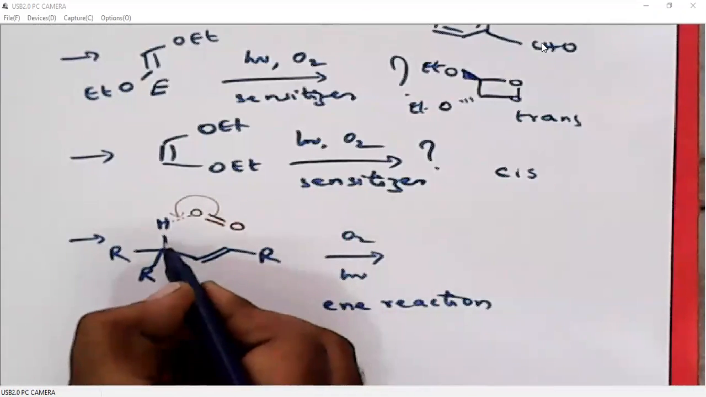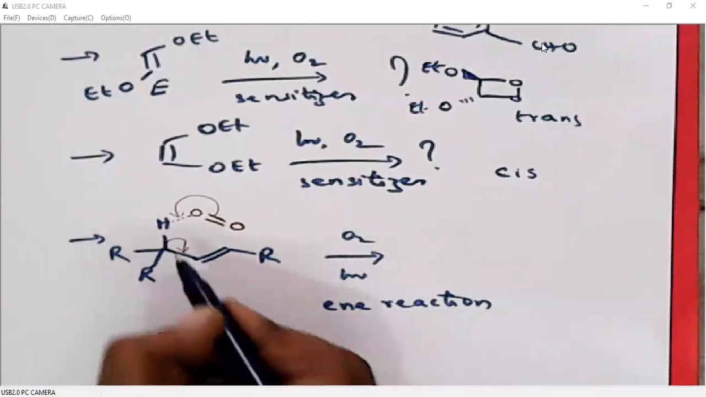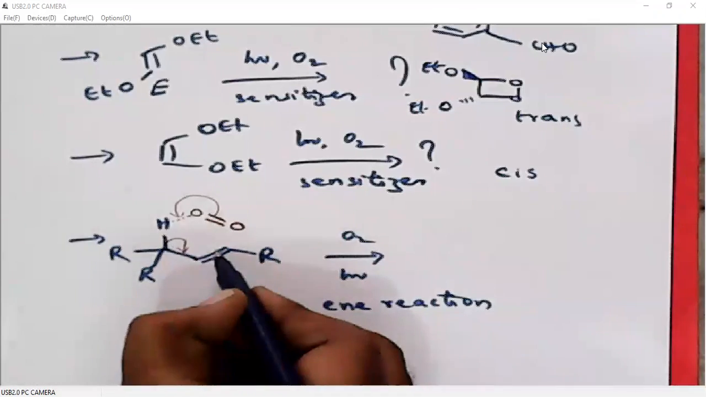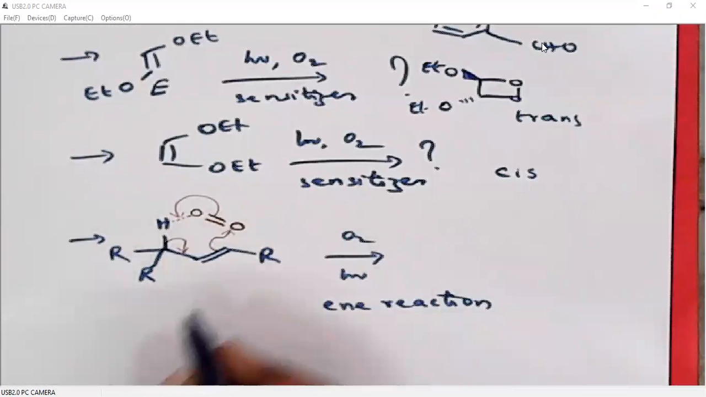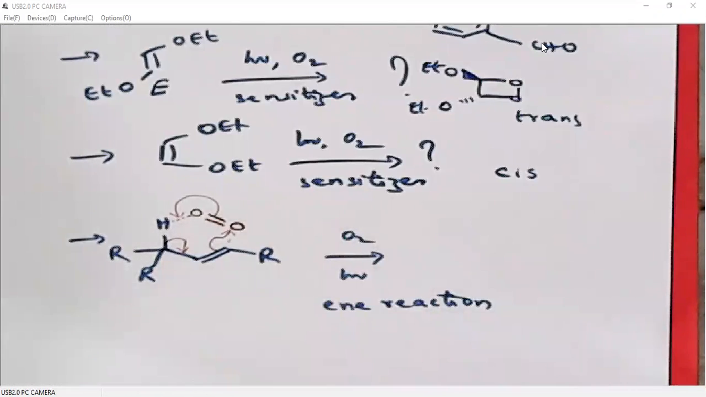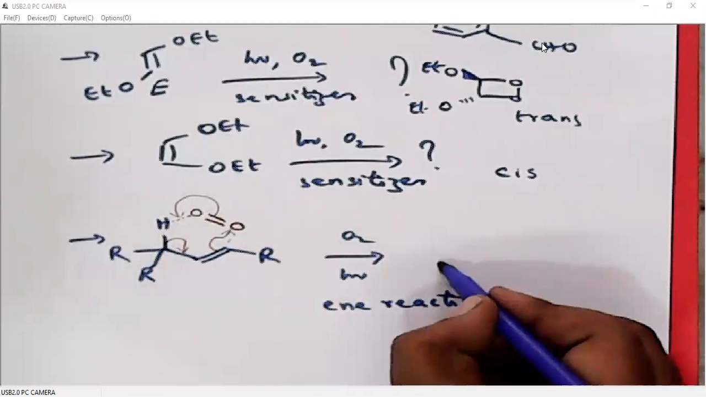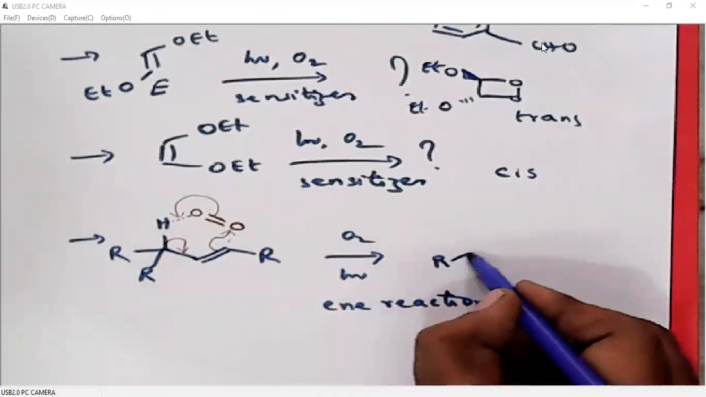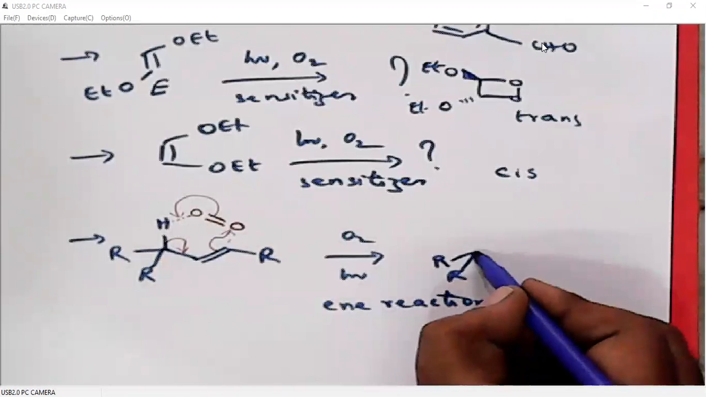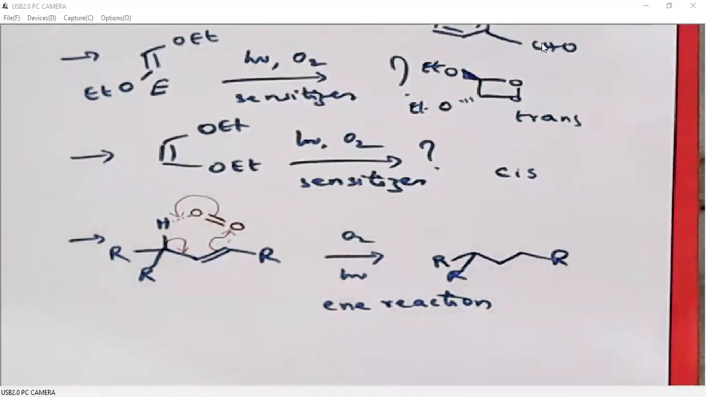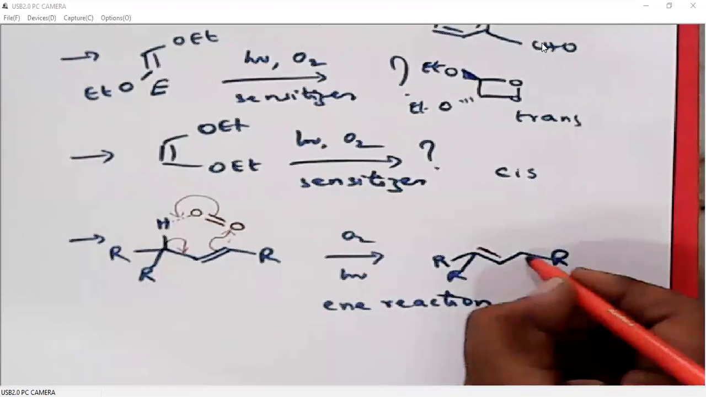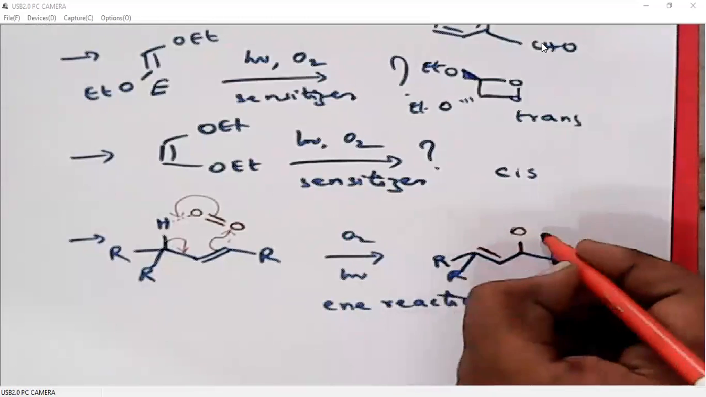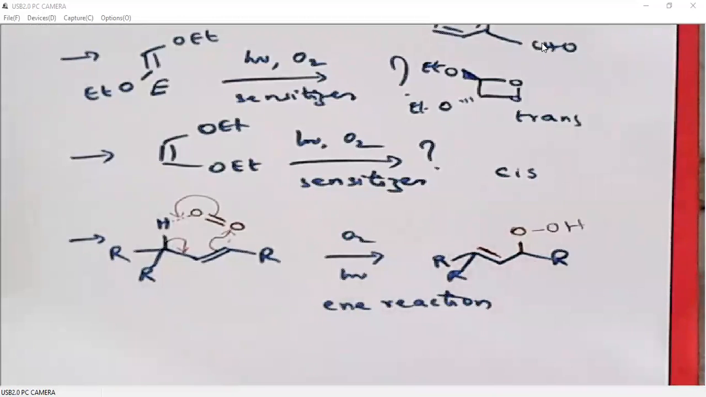Then the sigma bond electrons in the carbon-hydrogen bond will be polarized towards the double bond. Then the double bond will form a bond with oxygen. Okay. So this is an ene reaction. The product is: this is the new double bond generated, and we have a peroxide here, an alkyl peroxide.